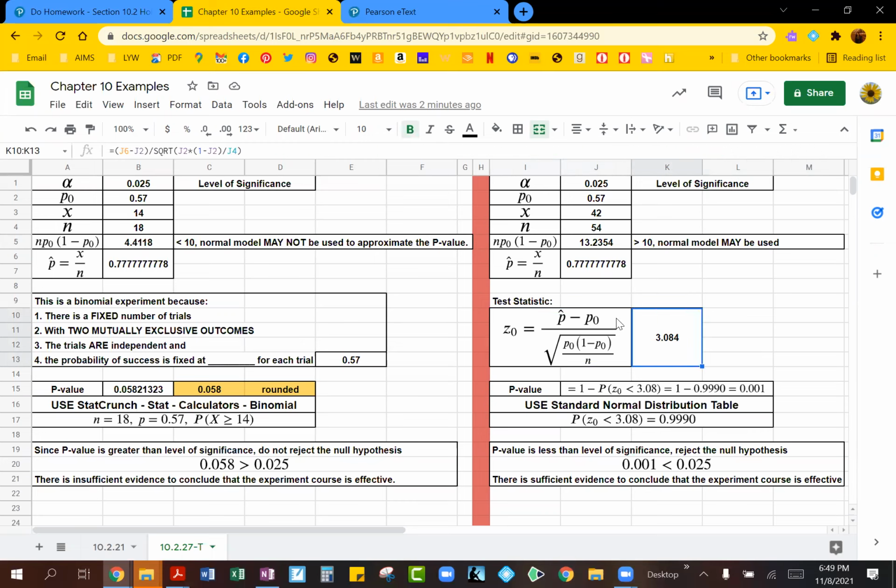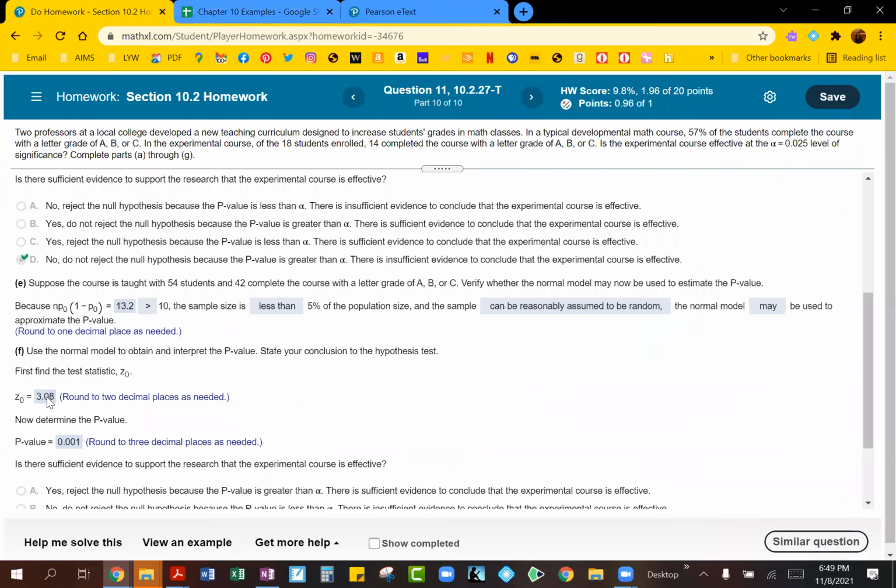And to calculate this, you're taking your p hat, which is the 0.77777 repeating, minus the p naught, which is the 0.57 value here, dividing it by the square root of p naught times 1 minus p naught, and then divided by the n value of 54. So I've got that whole formula, as you can see, typed in here. And that gives us the 3.08, which is what they want us to round this to.